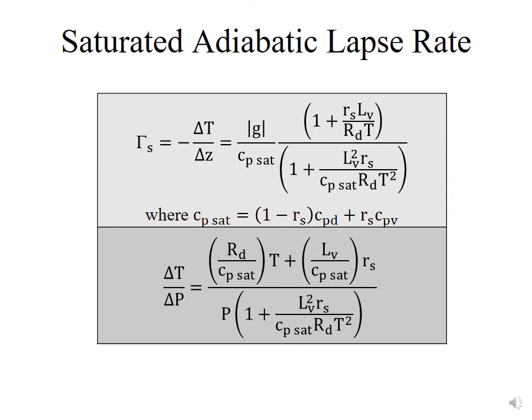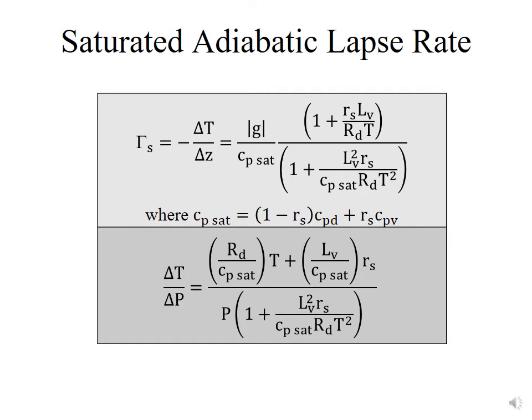The saturated adiabatic lapse rate is a lot more complicated than the dry adiabatic lapse rate. So here we define the saturated adiabatic lapse rate, gamma_s, as minus delta T over delta z for a saturated air parcel. And you can see that it has the gravity force divided by c_p for the saturated air parcel. And then in the numerator, we have a term 1 plus the saturation mixing ratio times the latent heat of vaporization divided by the specific gas constant for dry air times temperature. And then in the denominator, we have those same variables, but the latent heat of vaporization is squared, as is temperature, and then we also have the c_p sat.